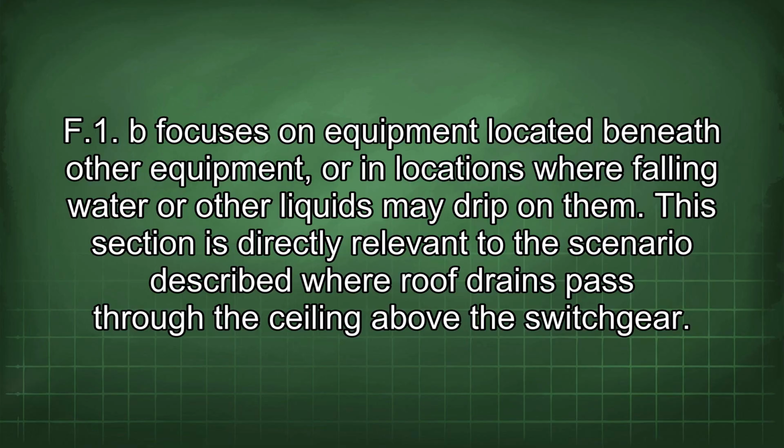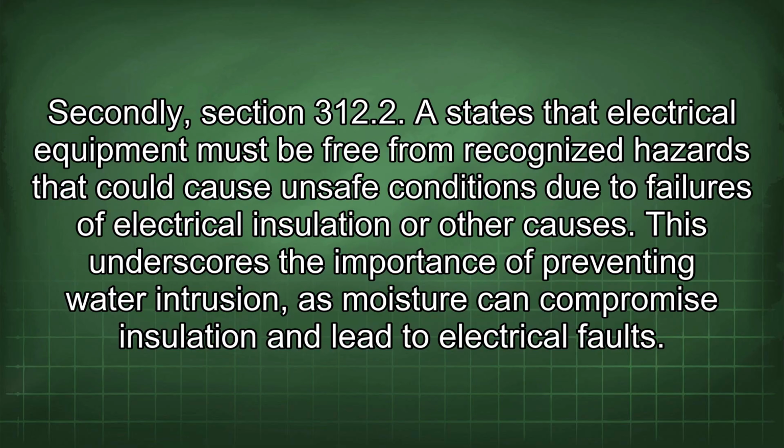the switchgear. Secondly, Section 312.2 states that electrical equipment must be free from recognized hazards that could cause unsafe conditions due to failures of electrical insulation or other causes. This underscores the importance of preventing water intrusion, as moisture can compromise insulation and lead to electrical faults.